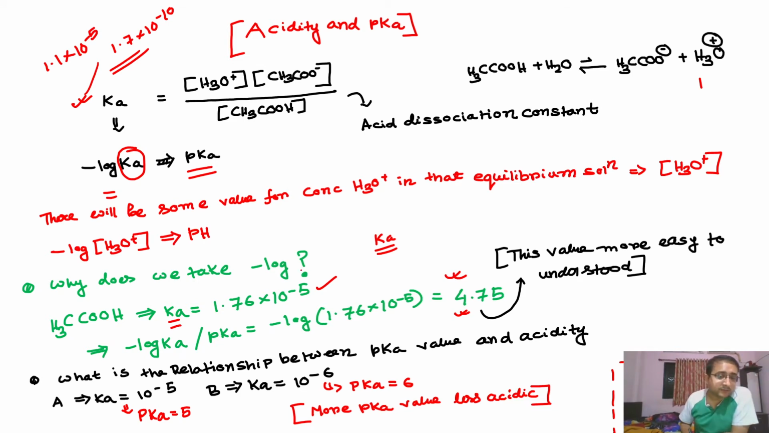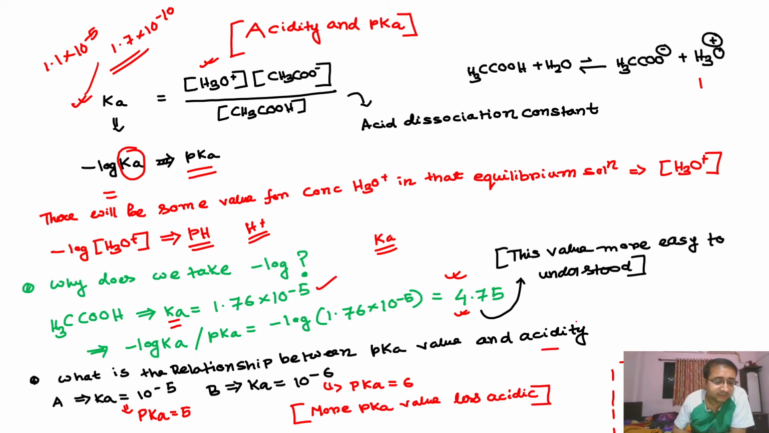Now there will be some value for the concentration of H3O⁺ in that equilibrium solution. If we take the minus of the logarithm of this H3O⁺, or the hydronium ion concentration, we will get the pH value. So pH value basically decides the concentration of the hydronium ion or H⁺ ion in any solution. So the lower the pH value, the higher the concentration of the hydronium ion, so the more acidic the solution will be. Now what is the relationship between the pKa value and acidic strength or acidity?